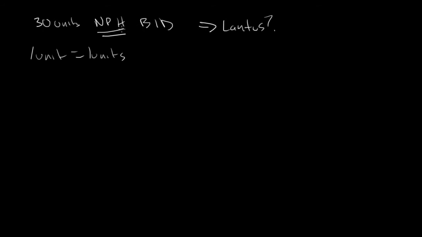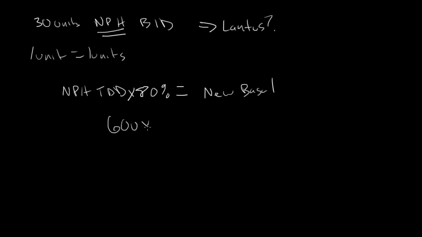So whenever you convert NPH to anything else, you just determine your total daily dose, and you multiply it by 80% of that value. That will be your new basal dose. So in this case, 60 units times 80% equals 48 units.